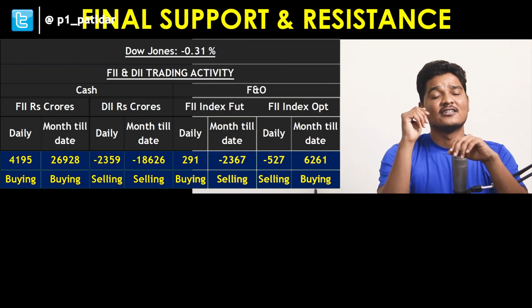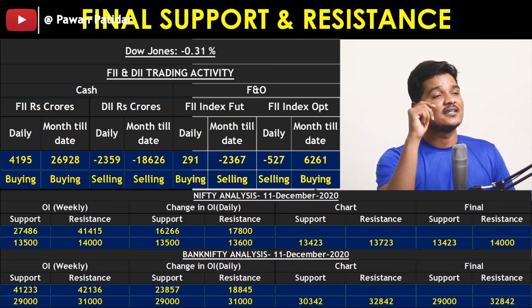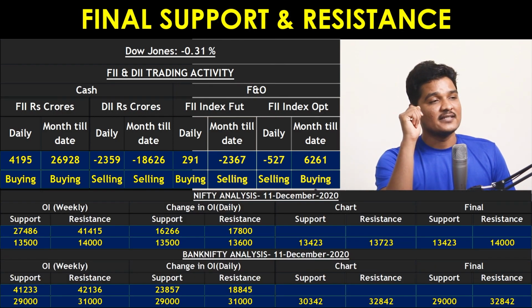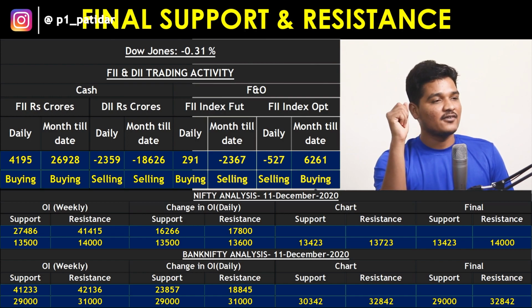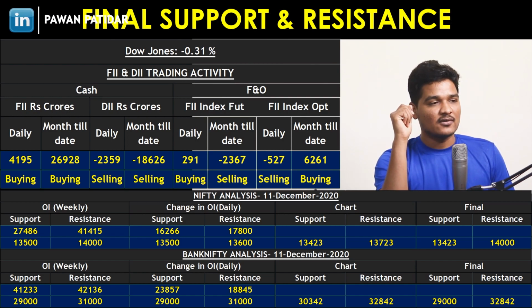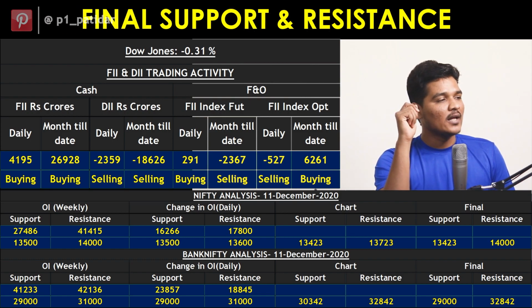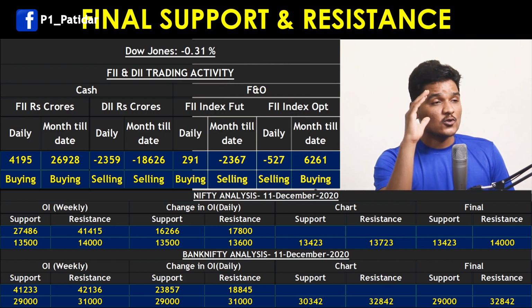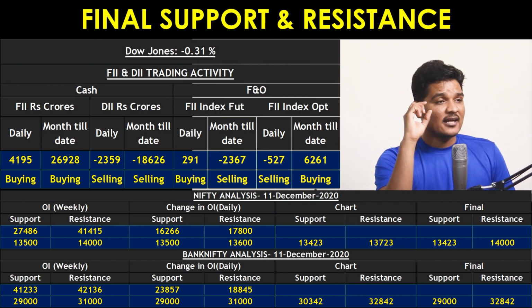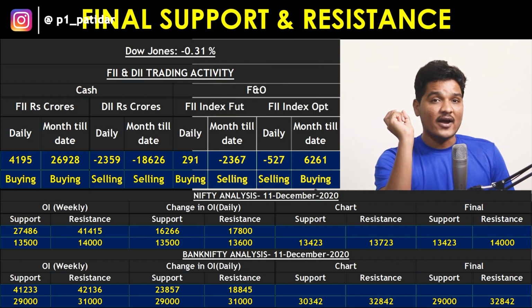Now let's see the final support and resistance. If you'll see here, then the final support for Nifty is at 13,423 and resistance is at 14,000. If you see the Bank Nifty final support is at 29,000 and resistance is at 32,842. Well, 31,000 of Bank Nifty is also a strong resistance. So I'm saying that 31,000 is also strong resistance. It means that can also be acting as a final resistance.